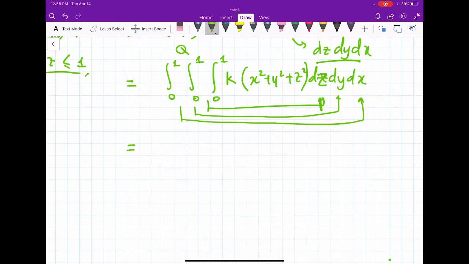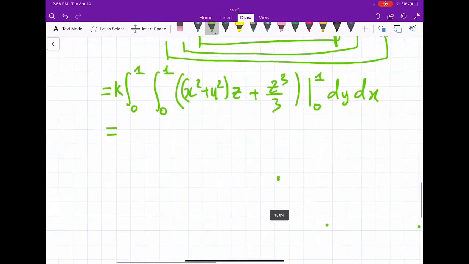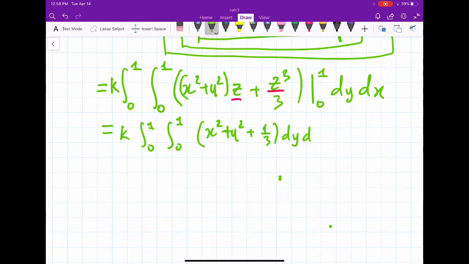Let's do that. I have the integral from 0 to 1, from 0 to 1. K is constant, so I can take that out. With respect to z, I have x squared plus y squared times z plus z cubed over 3, evaluated from 0 to 1, dy dx. I plug 0 and 1 into this function. At 0, the function is 0, right? At 1, the function is equal to x squared plus y squared plus 1/3, dy dx.